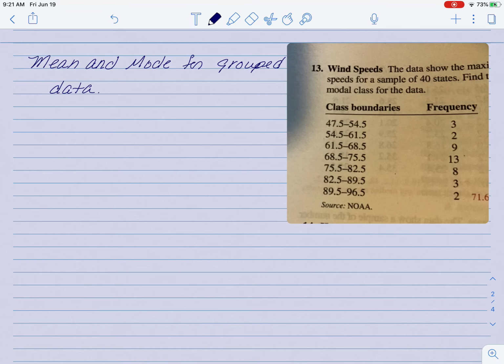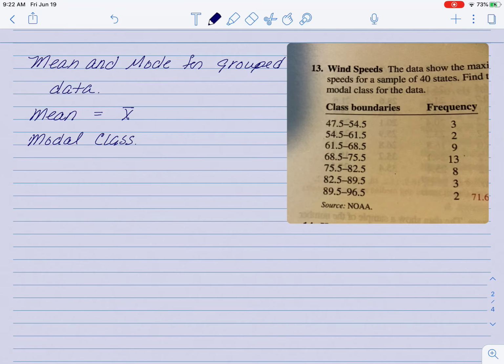And we can't find the mid-range for the same reason: we don't really have the smallest and the largest data point. We just know what category they lie in. But we can estimate the mean and we can figure out the modal class, is what it's called. So we can find the mean of the group data. That's going to be an estimate, so it's a sample mean. And we can find what's called the modal class.